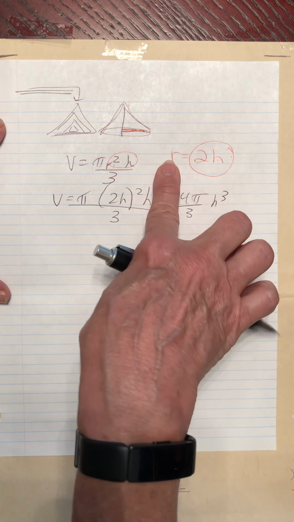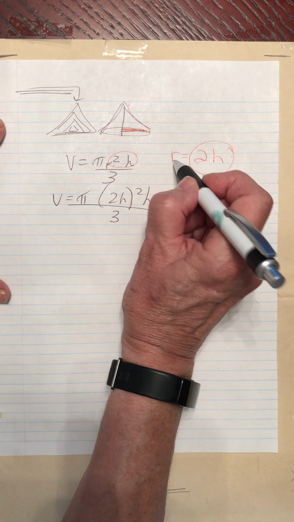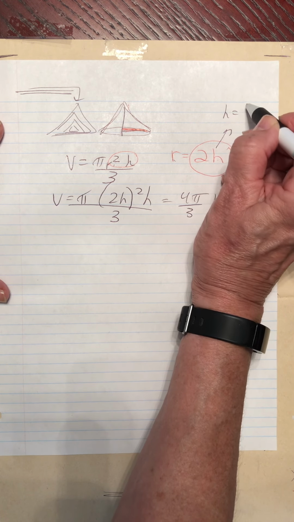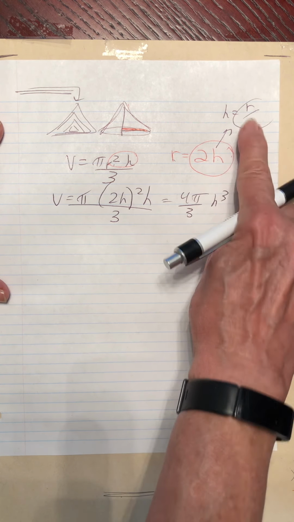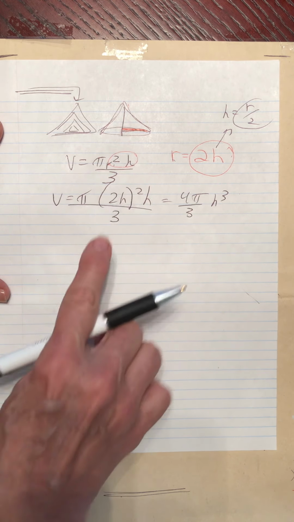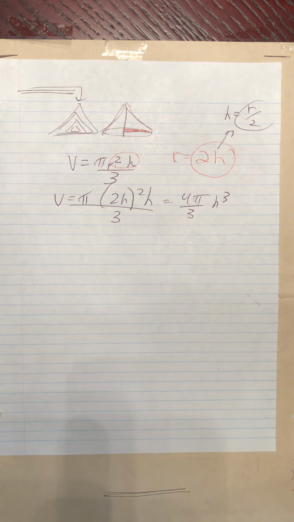So had they asked you for something about r instead, you would have simply isolated this h. You would have said h is r over 2. And you would have gone here and replaced all the h's with r's. So everything here would be r's. And then you'd be good to go.